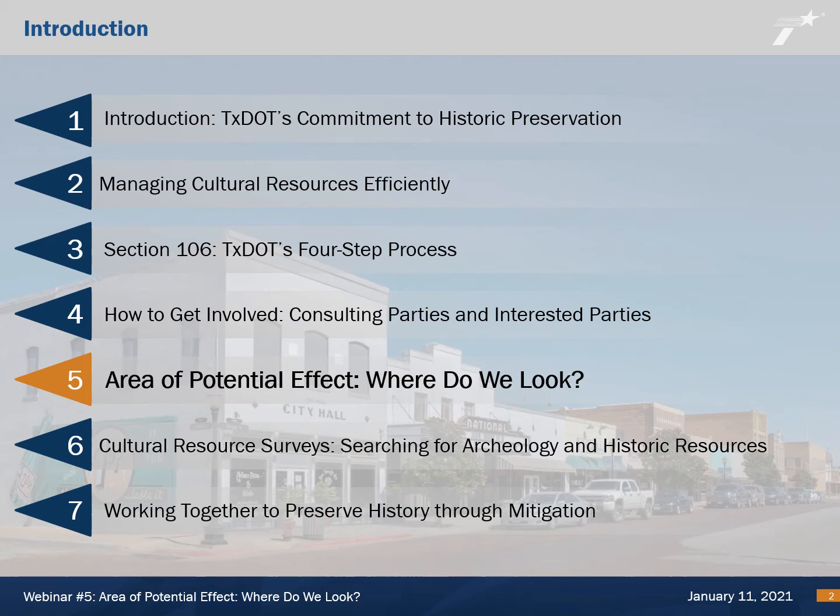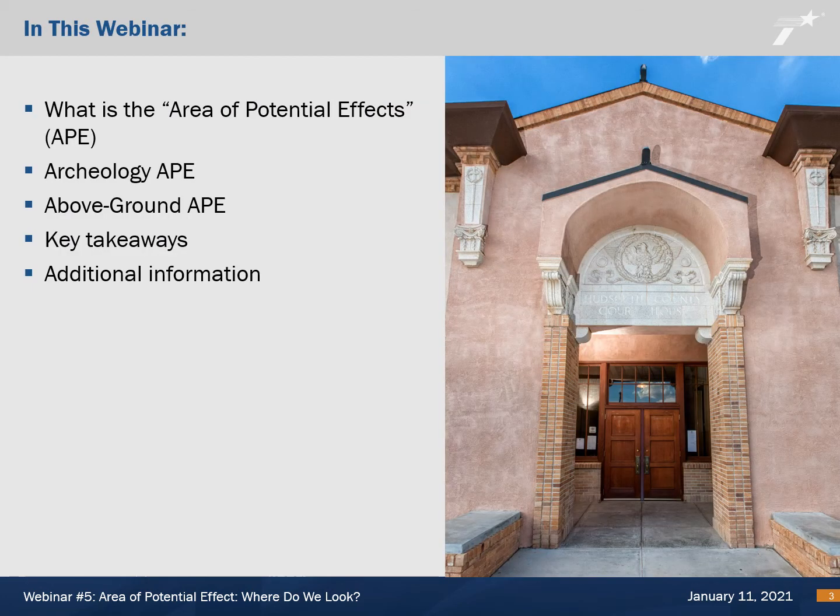If this webinar is the first you've tuned into, we recommend you pause and watch webinar 1 and webinar 3 before moving on. The previous webinars provide a great foundation for understanding the overall historic preservation process. Be sure to download the handouts for links to other helpful resources and a glossary of terms we use throughout the series. In this webinar, we explain the Area of Potential Effect, the APE.